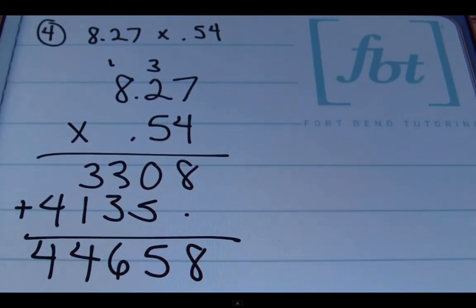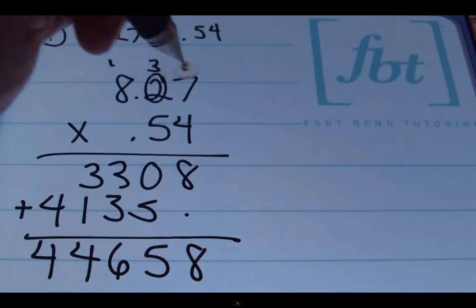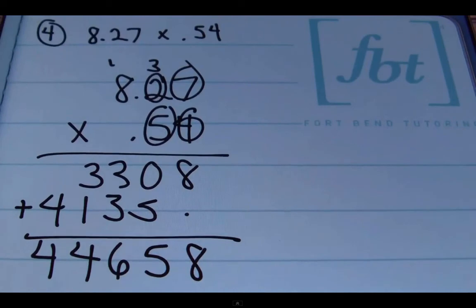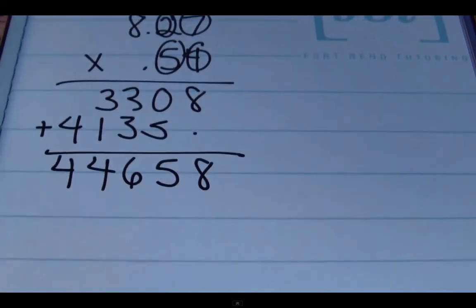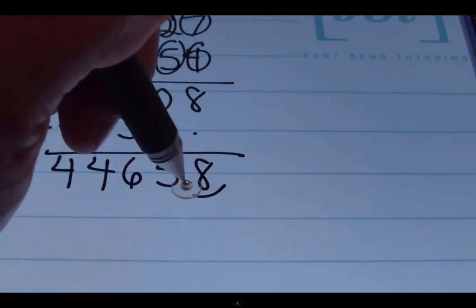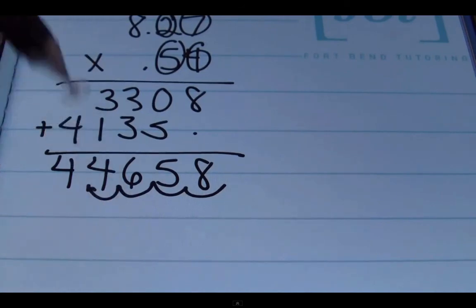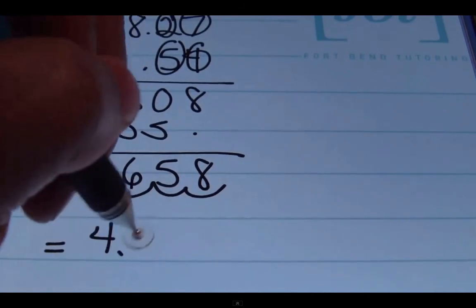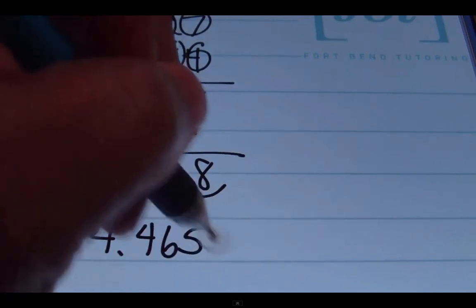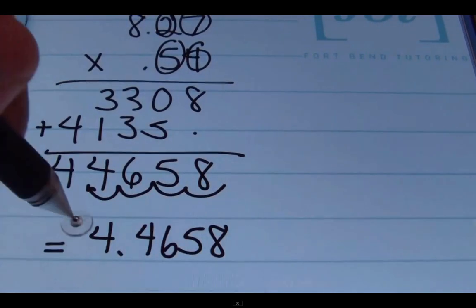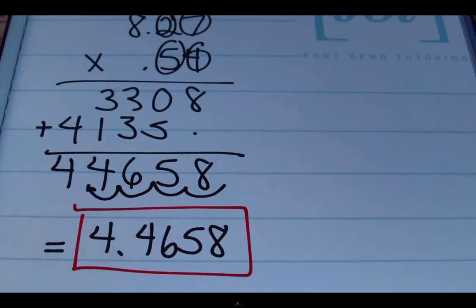Then you want to count the total number of digits to the right of the decimal point. So I have 1, 2, 3, and 4 digits to the right of the decimal. So I start from the right and move my decimal over 1, 2, 3, 4 places to the left to end up with a result that is 4 and 4,658 10,000ths, and I have a box around my answer just like that. That, ladies and gentlemen, is how you multiply decimals.